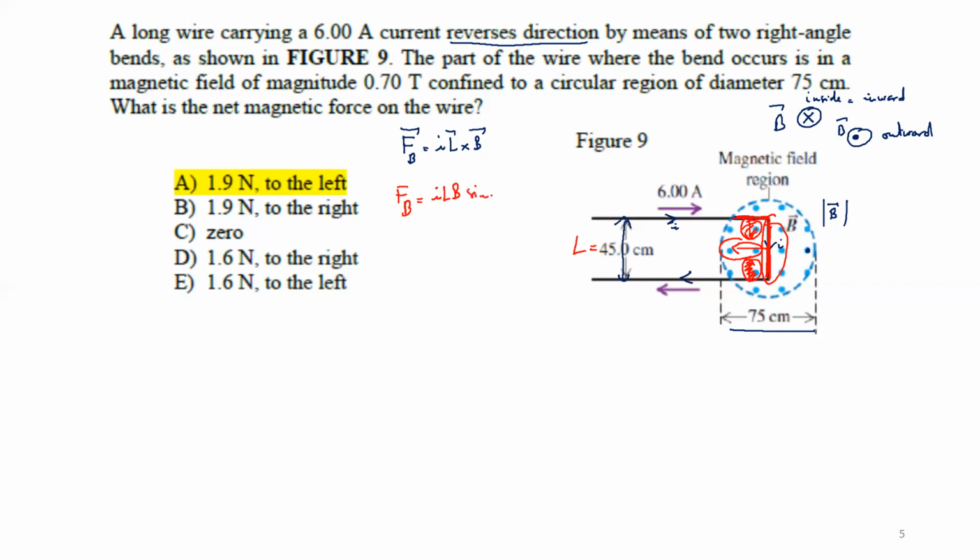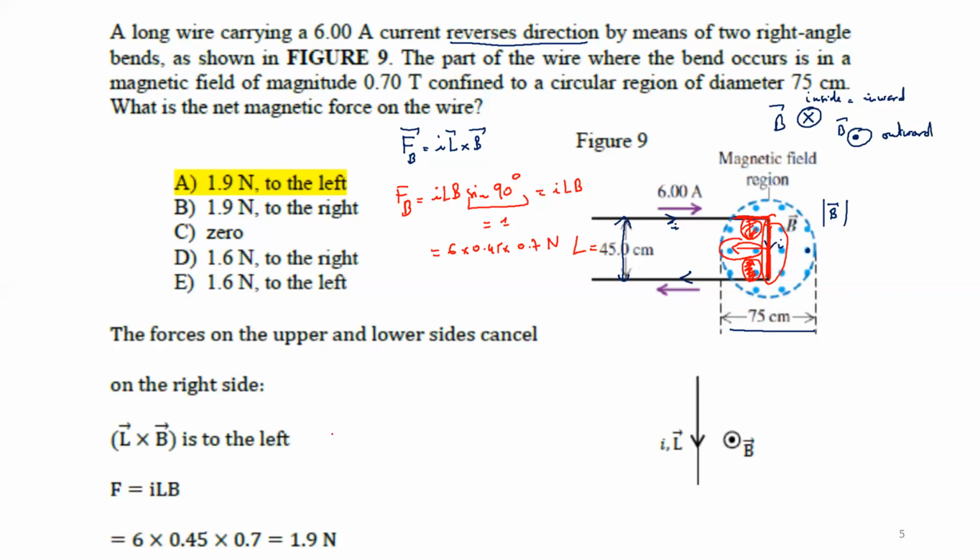Now the sine of the angle between L and B, which is 90 degrees, is just 1. So it's just ILB, and I know everything. I know I, 6. I know L, 0.45. I know B, which is 0.7. And I calculate it in Newton, and it gives me, of course, 1.9 Newton. We discussed this in class, okay? Always look at the direction of the magnetic field, right-hand rule.